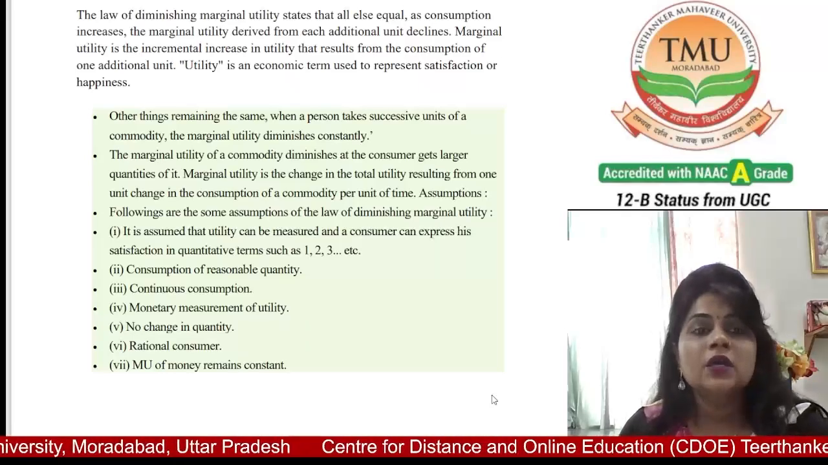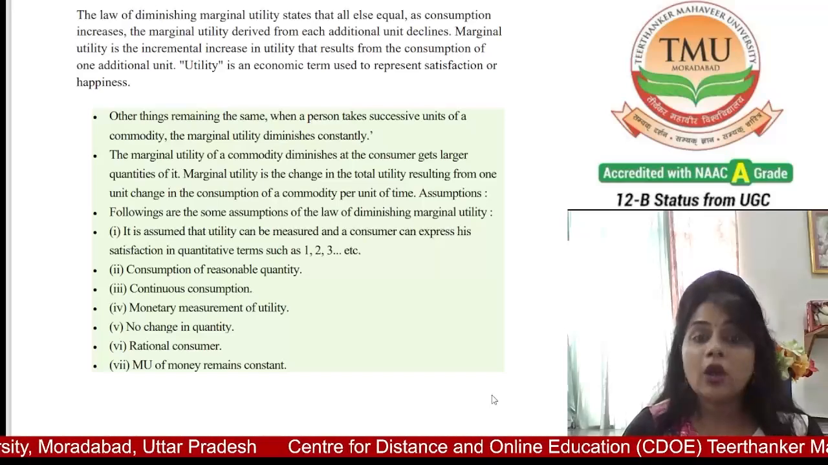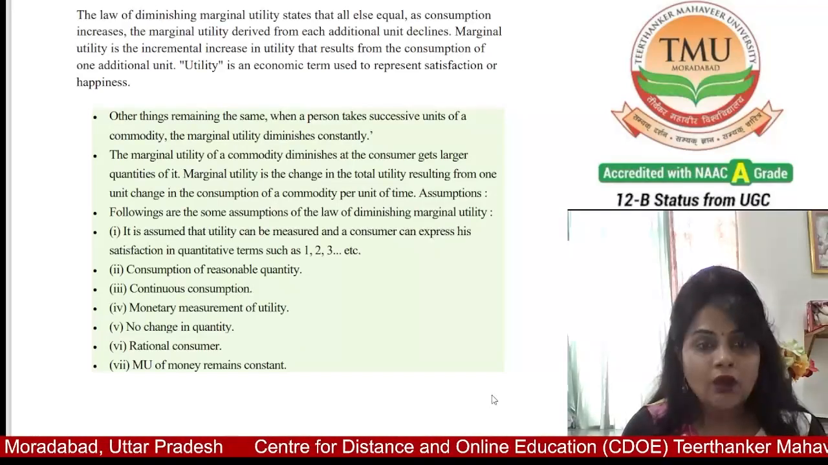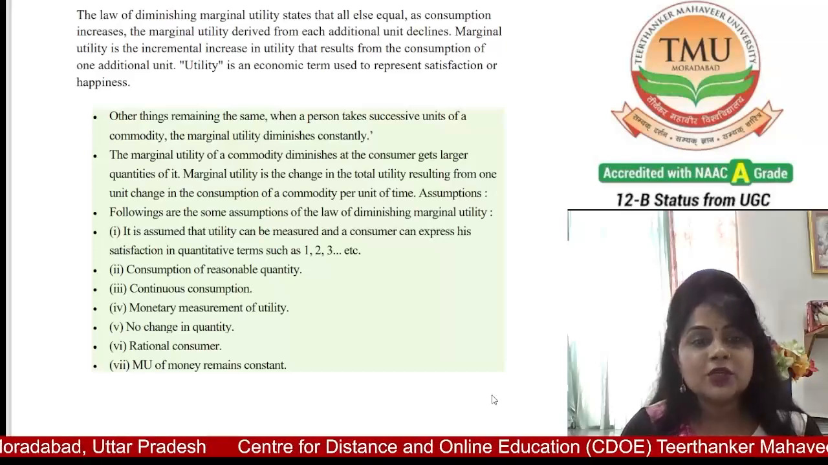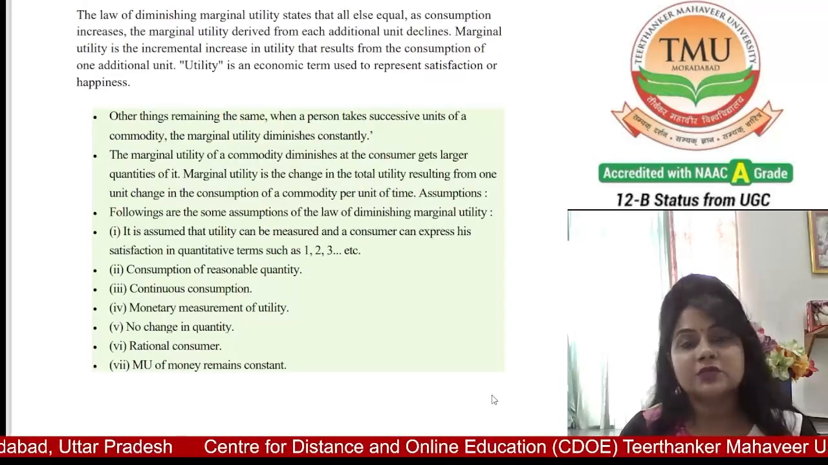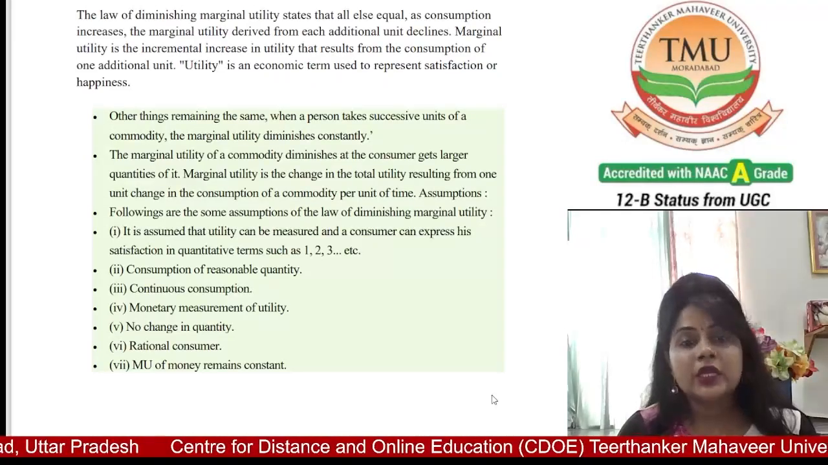So it should be continuous use. There should be no gap. Next step, monetary measurement of utility. The law of diminishing marginal utility assumes that utility can be measured in monetary terms. It can be measured in money and utils.